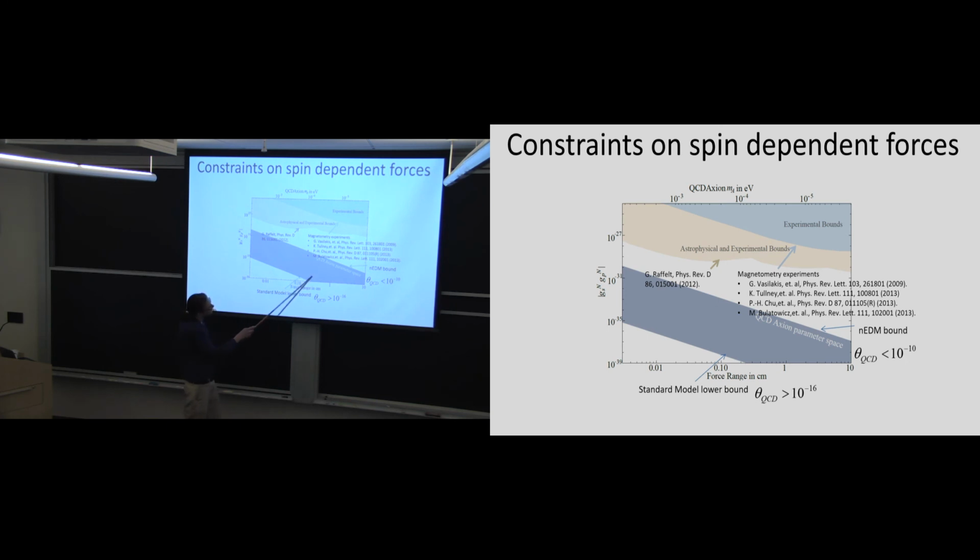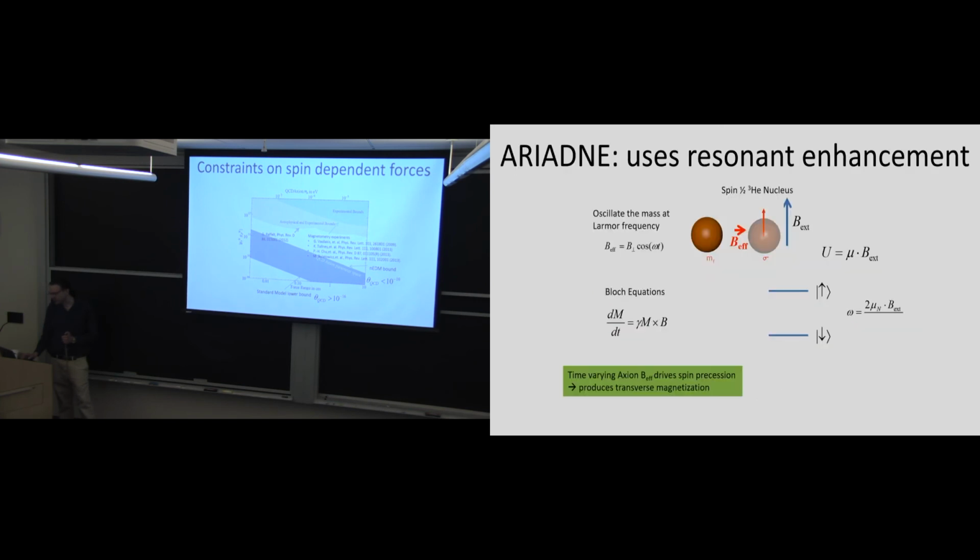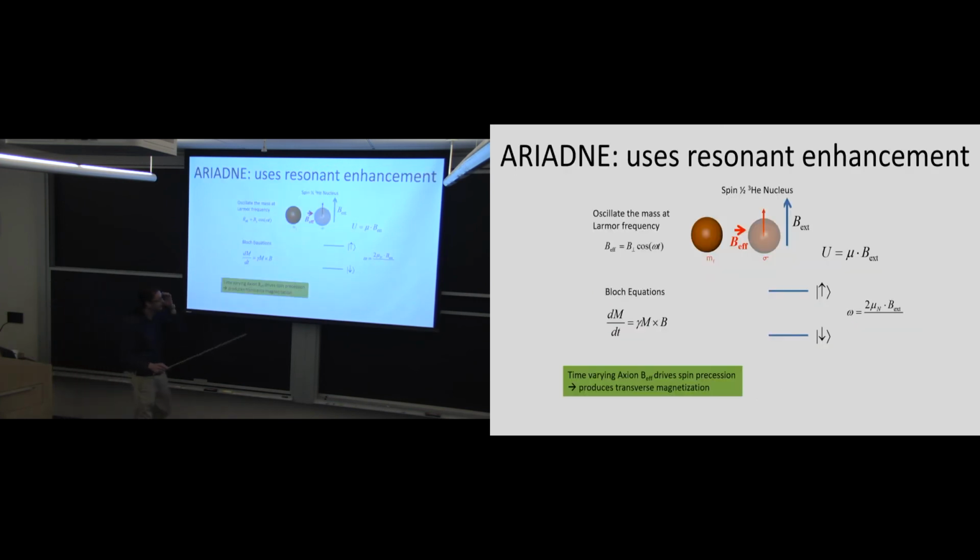There's a band here that has a thickness to it. The upper part of the band is set by our limit on the neutron electric dipole moment. We know theta QCD is less than about 10 to the minus 10, so that sets the highest value of this coupling. But there's also a lower bound on the coupling, because there's a certain amount of CP violation already present in the standard model, and through higher order effects we expect theta QCD to be bigger than about 10 to the minus 16. So there's this 6 order of magnitude range where one would naturally expect the axion to be if it were to exist. The ARIADNE experiment is also an NMR-based experiment, but it uses a resonant technique where we can enhance the signal in the following way.